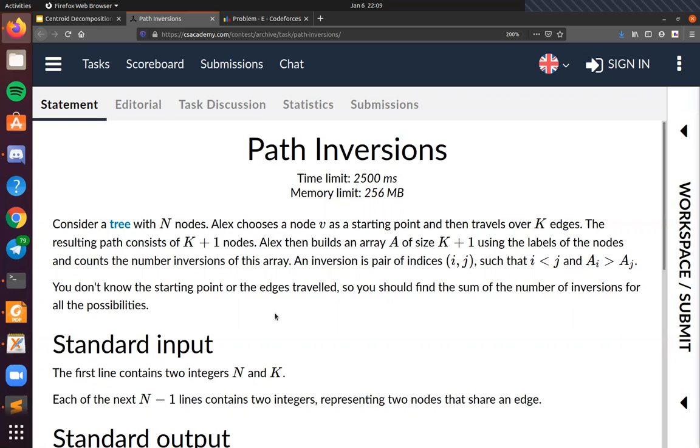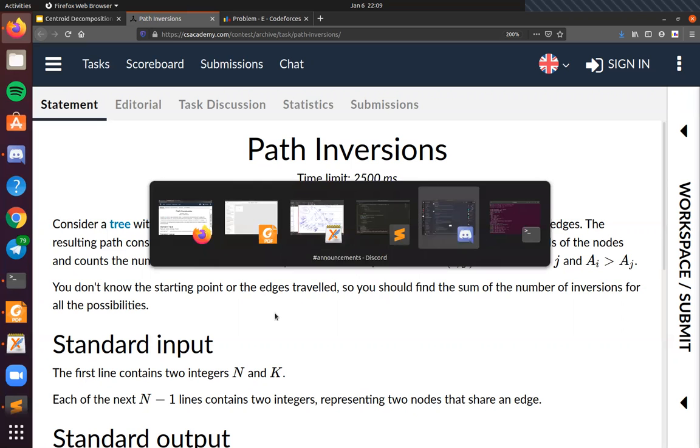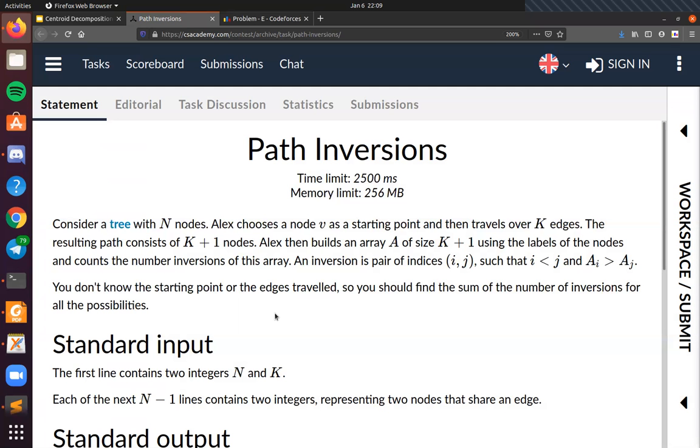So first to last should be one part, and you will have both kinds of inversions, and both will be counted once. So the problem now reduces to finding the number of paths of length k, and then multiplying it with k plus 1 C 2.